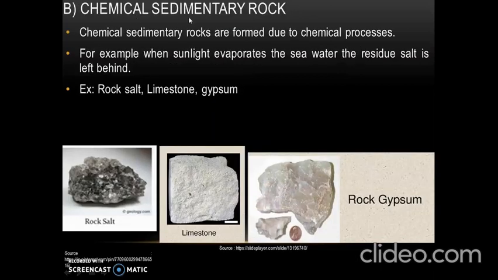Second is chemical sedimentary rock, which is formed due to chemical processes. For example, when sunlight evaporates the seawater, the residue left behind is nothing but the salt, and the type of rock is rock salt. And the other types of chemical sedimentary rocks are limestone and gypsum.